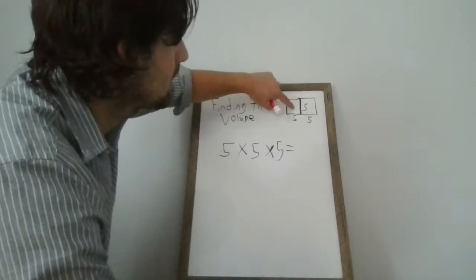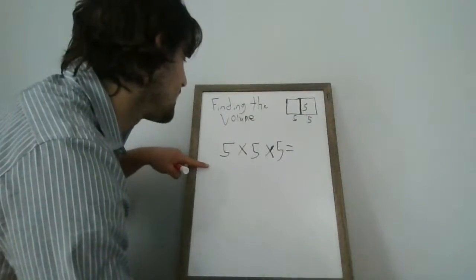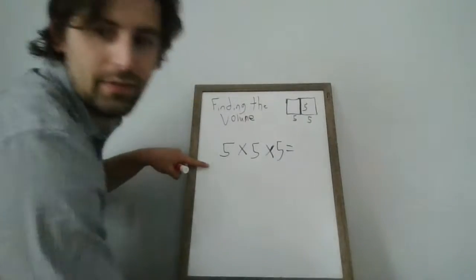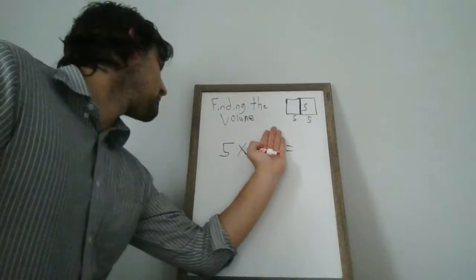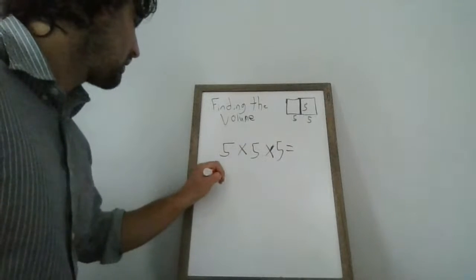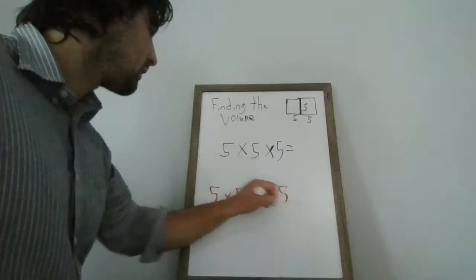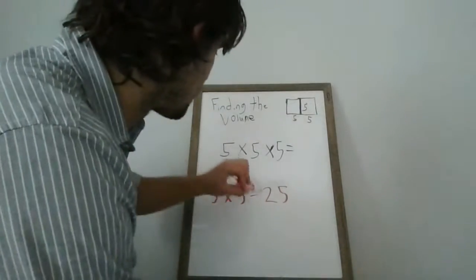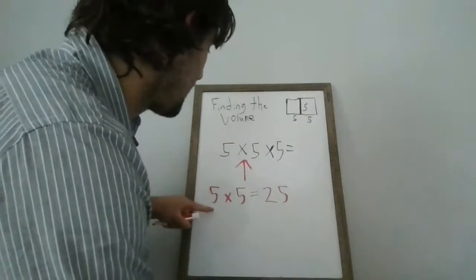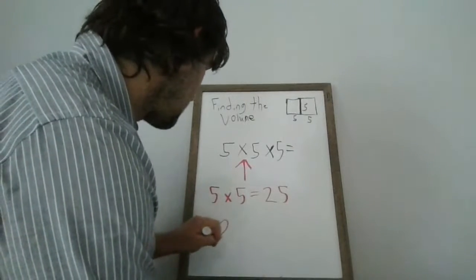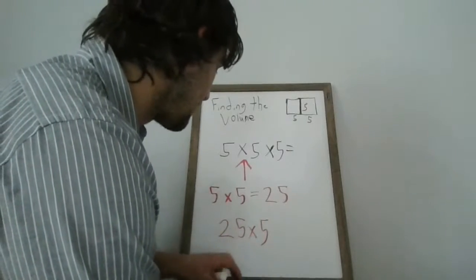Now, in this square, the length is 5, the width is 5, and the height is 5. So to find the volume of this square, you just need to multiply 5 times 5 times 5. We're going to pretend that this 5 doesn't exist right now. We're just going to multiply 5 times 5 to start. 5 times 5 equals 25. So the 25 is going to replace the 5 times 5 up here, because 5 times 5 equals 25. So 25 times 5 is what we need to multiply together.